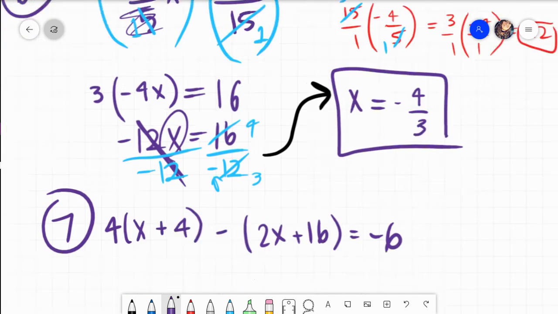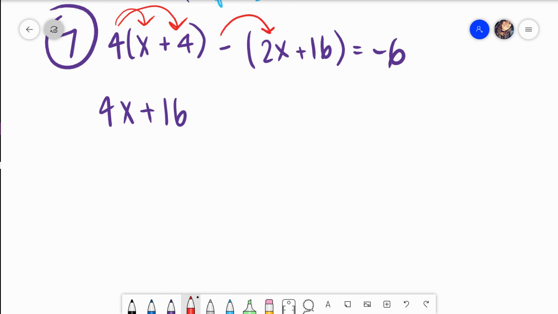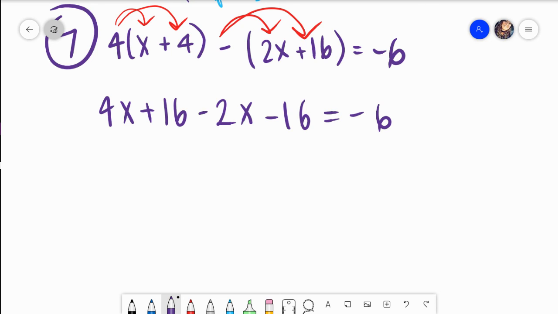Okay, that one's kind of all over the place. Ask questions if you need to, okay? So I notice that I have distribution. If I do that math, 4 times x is 4x. 4 times 4 is 16. Signs are the same, so it's positive. Y'all right here, remember, also distribution. Negative 1 times 2 is a negative 2. Don't forget your variable. Negative 1 times 16, well, 16 times 1 is 16. Signs are different, so it's negative. Right-hand side, I have a negative 6.